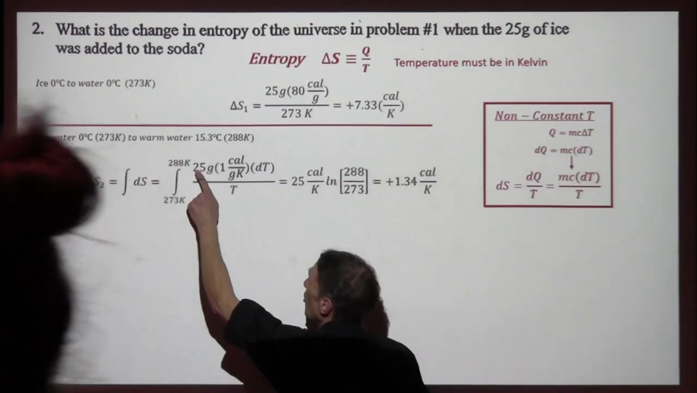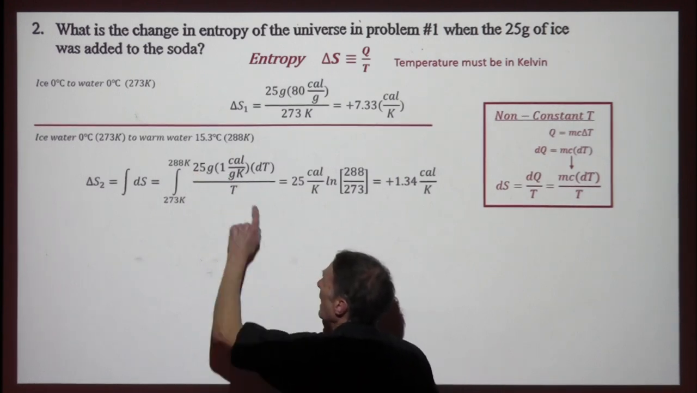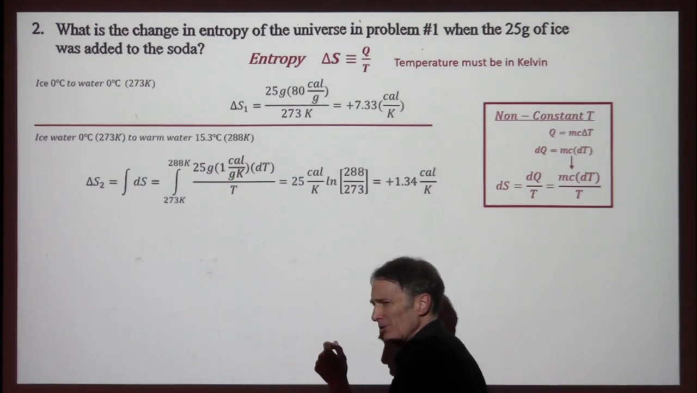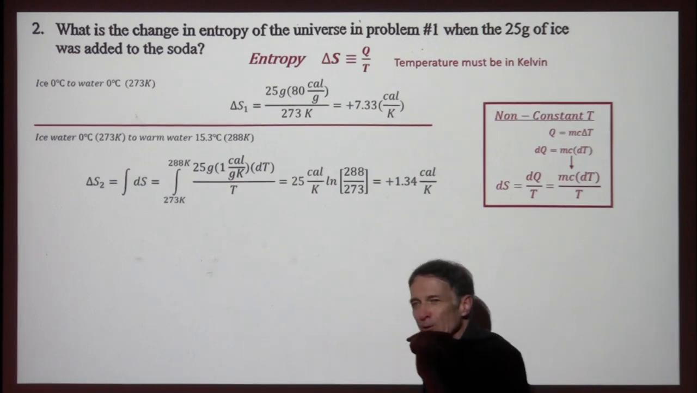And I've got 25 grams. Ooh, and I had this specific heat. I have 1 calorie per gram. Usually we have it in Celsius. I just slipped in the K there instead of Celsius.